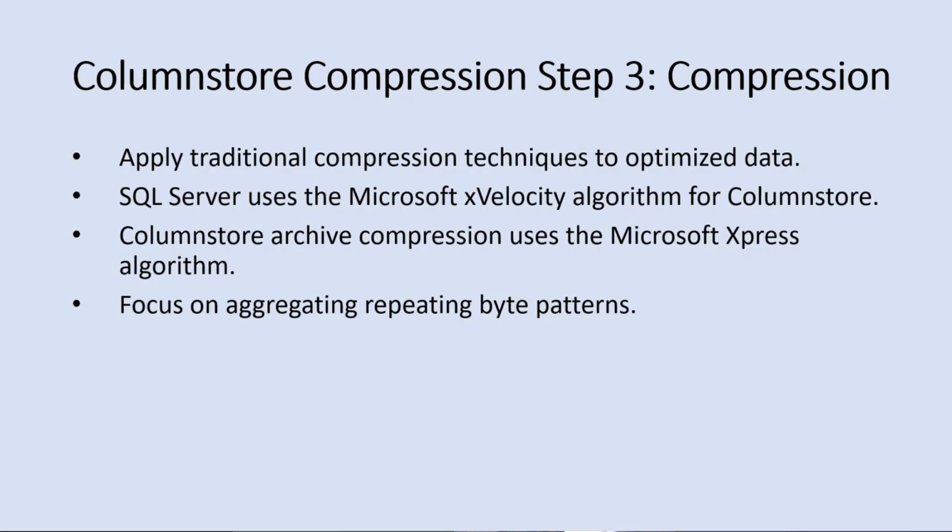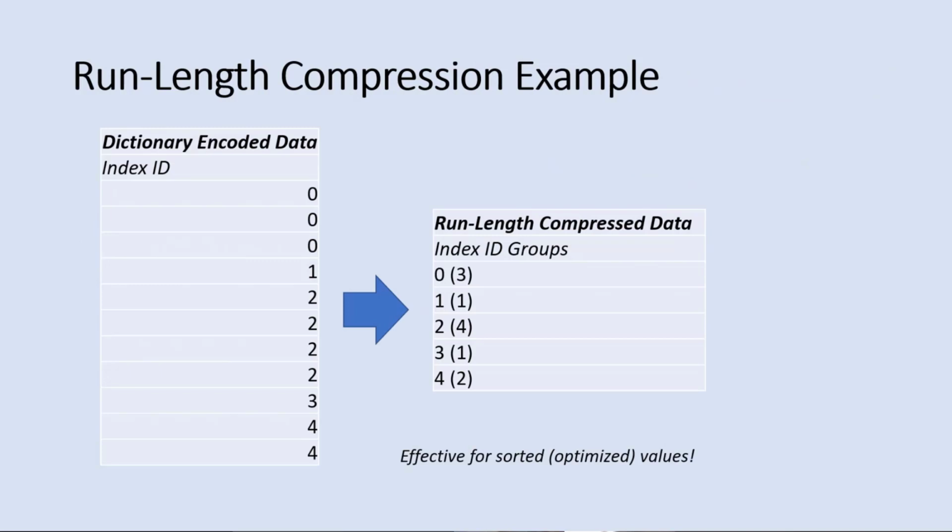And because of that, the optimization step in step 2 is key to making this happen. So here's an example of what's called run length compression. It takes multiple values that occur sequentially that are the same and groups them together. So here we have 0, 0, 0. We can really just say that's the value 0 and it occurred 3 times. 1 occurred once, 2 occurred 4 times, 3 occurred once, 4 occurred 2 times.